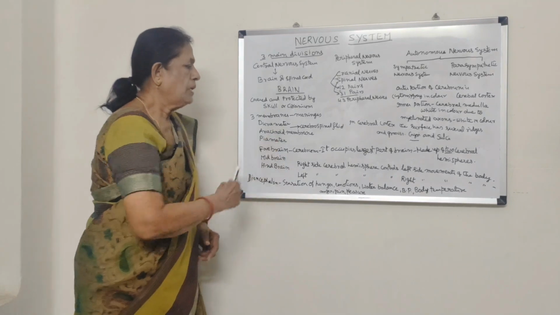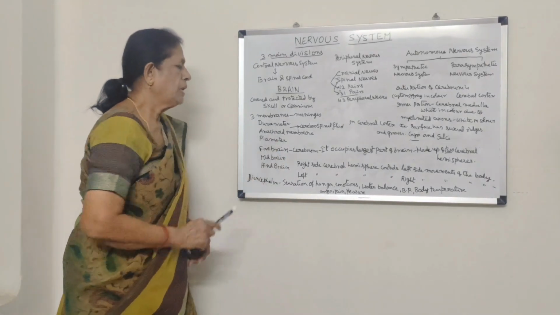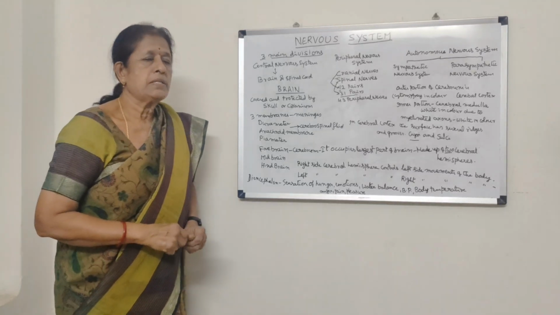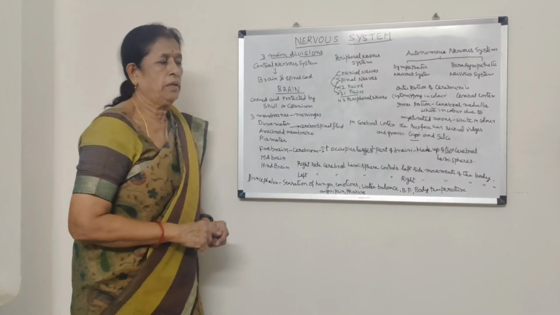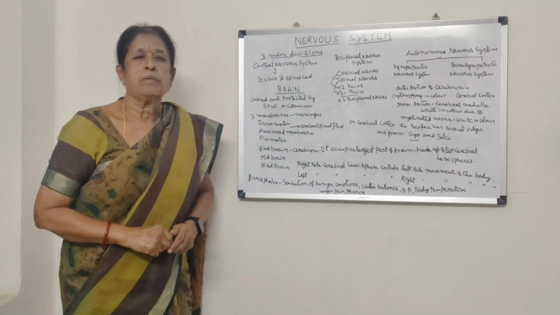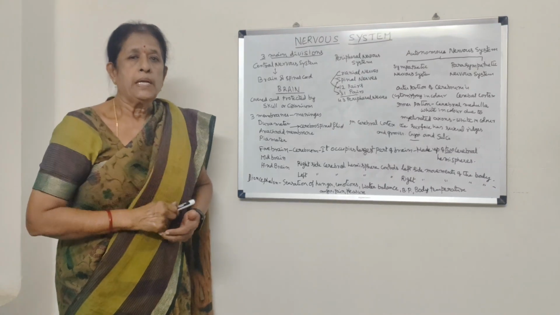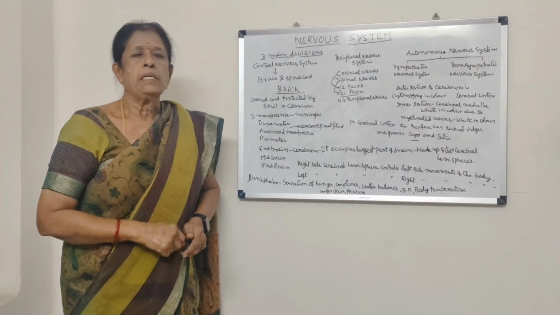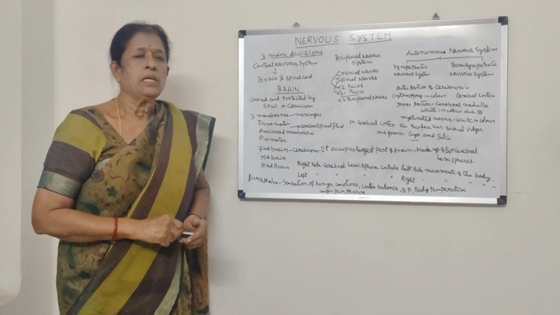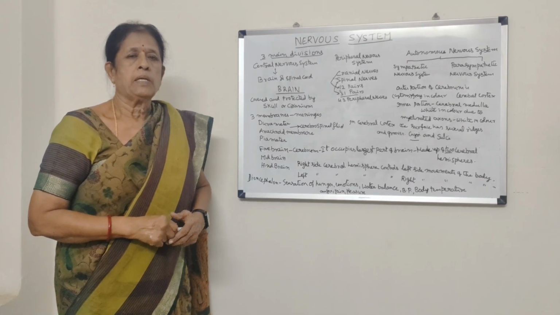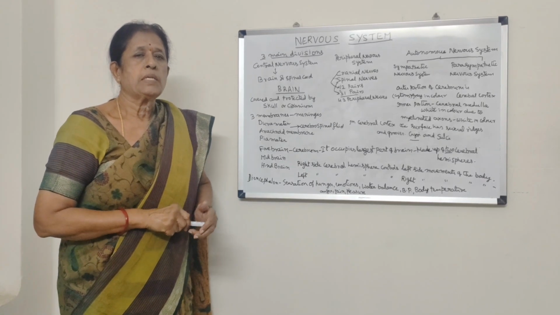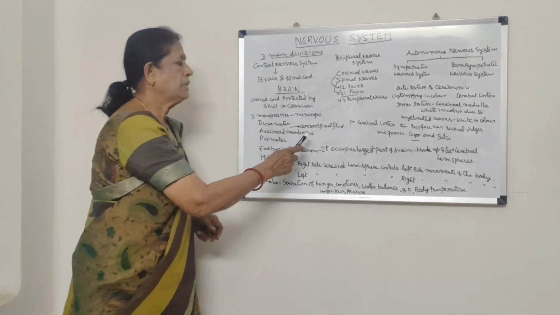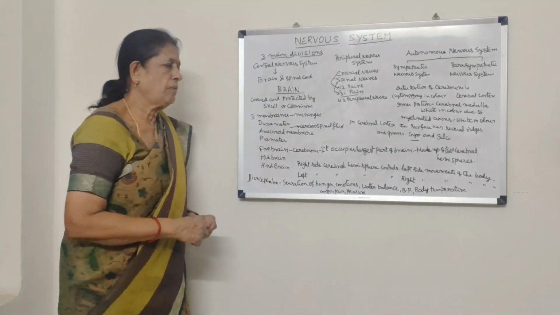In between the outer and middle membrane, that is between the dura mater and arachnoid membrane, there is a fluid called cerebrospinal fluid. This cerebrospinal fluid flows from brain to spinal cord and spinal cord to brain. It mainly supplies nutrients to the neurons in the brain and spinal cord, and also protects the brain from external shocks and injuries. This is the main function of cerebrospinal fluid.